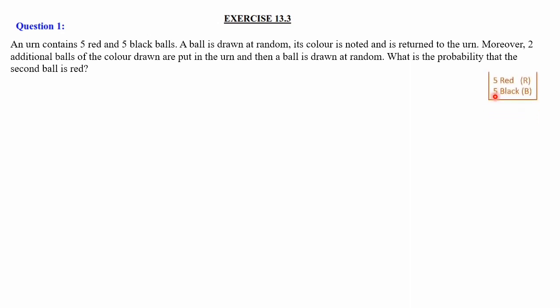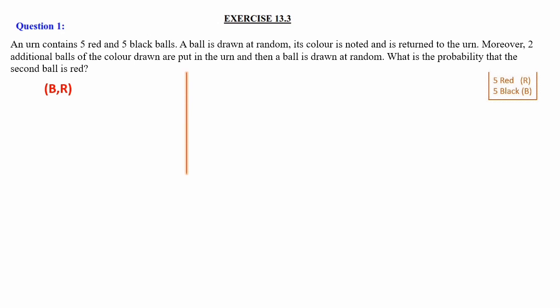So total 5 plus 5, 10 balls, 5 red and 5 black balls. Here the second ball should be red. By keeping the second ball constant, meaning fixing the second ball as red, we have two options. First one is black, second ball is red.